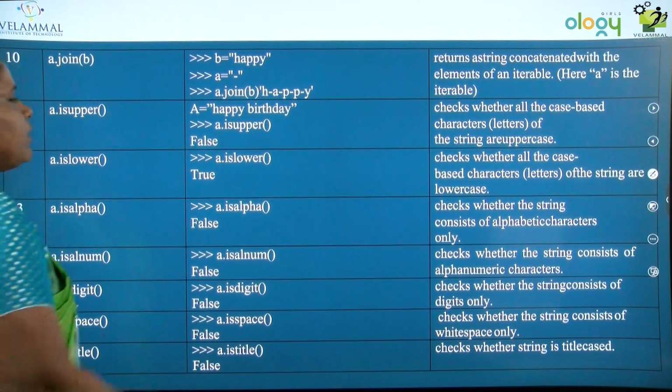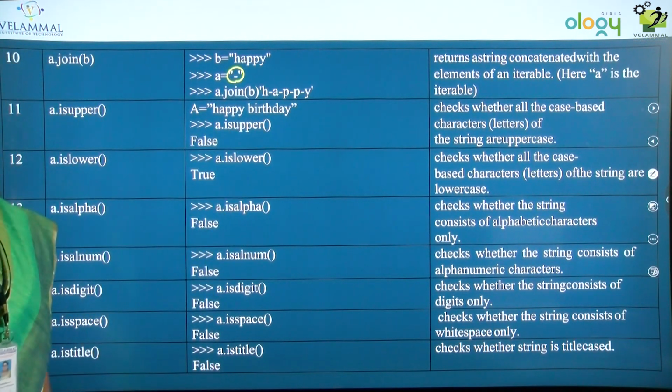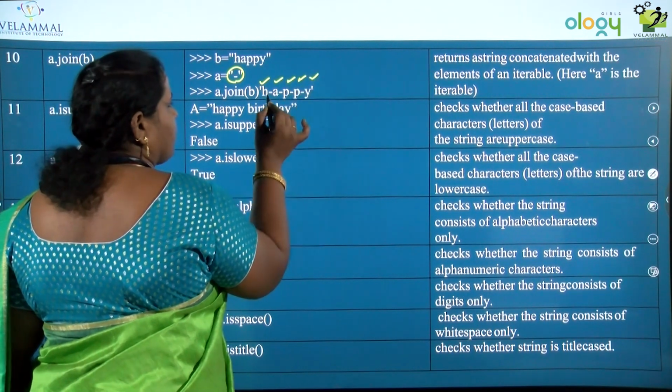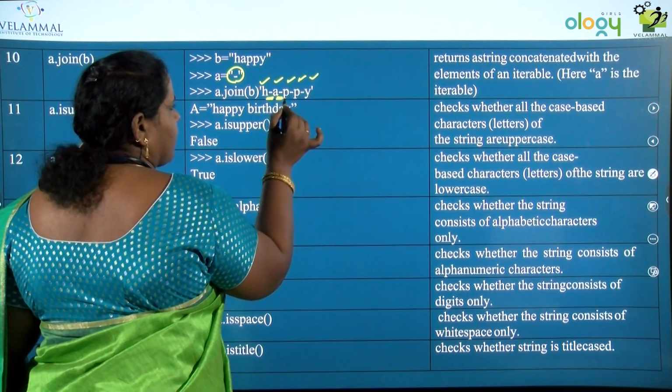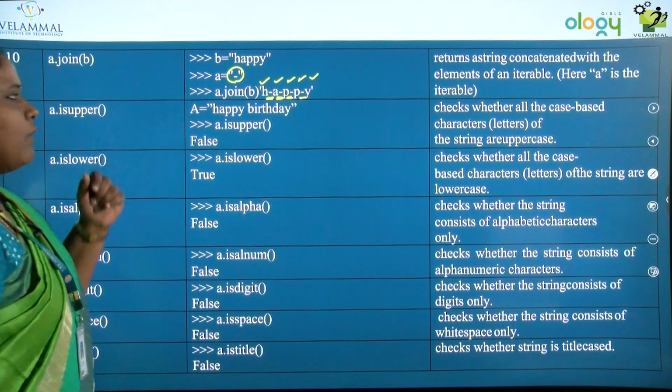Join is nothing but you will be using the hyphen over here, and you will be separating the things. So each and every element will be separated, and it is going to be used with the help of hyphen. You are going to join in this way. So this is the main thing, how the join is going to work out here.